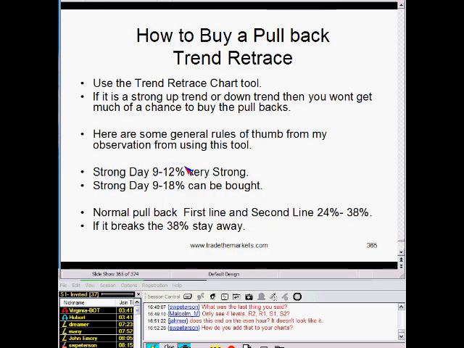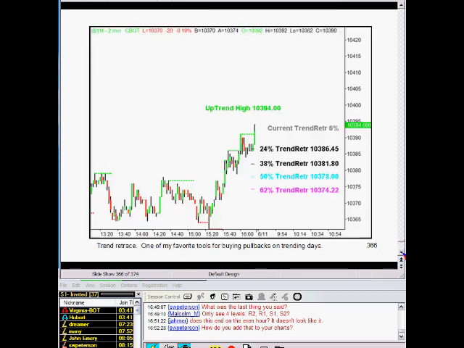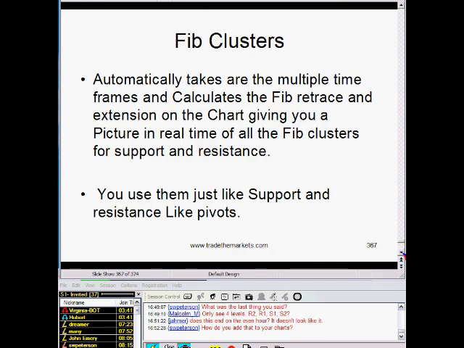9 to 12 is a very strong market. If it does not break 12, you can buy it and it'll just continue. If it breaks an 18% pullback, then it's probably going straight to 24, and 24 to 38. Okay, so that's how I buy strong pullbacks. Okay, a strong market with very small pullbacks. All right.